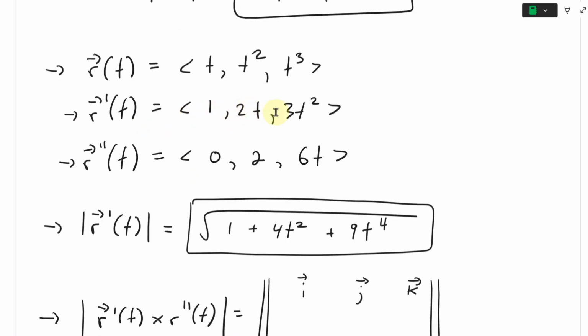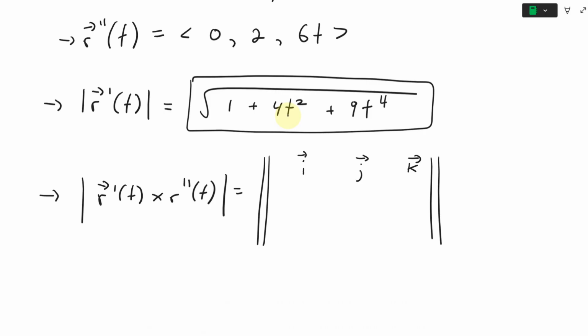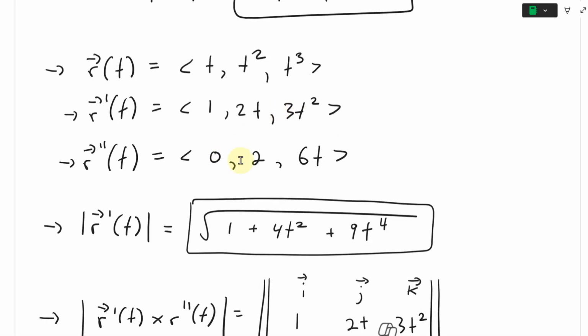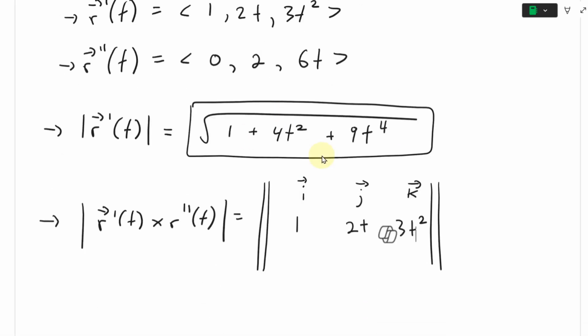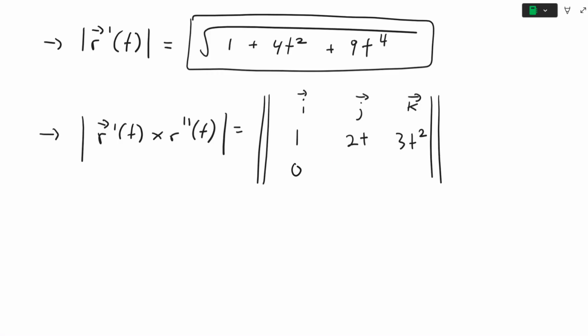So this again is 1, 2t, 3t squared. That's the first derivative. And now the second derivative is 0, 2, 6t. And then recall how to take this here. So this equals to, let me make some more room, this equals to like this.